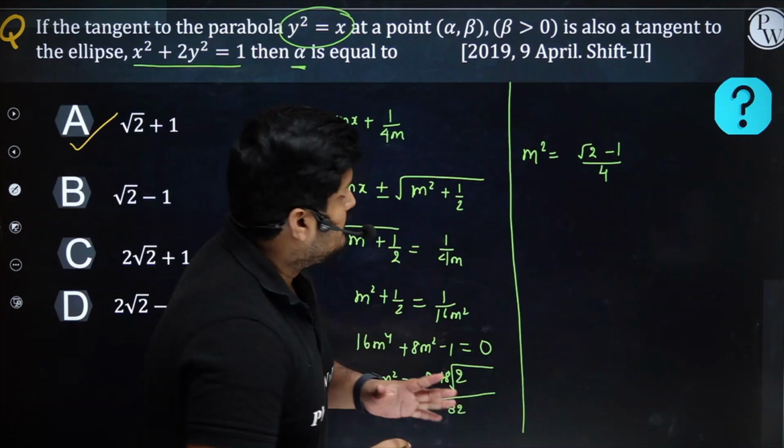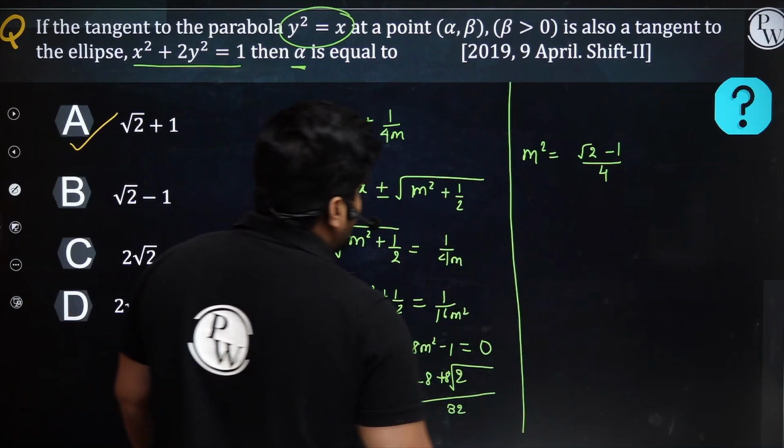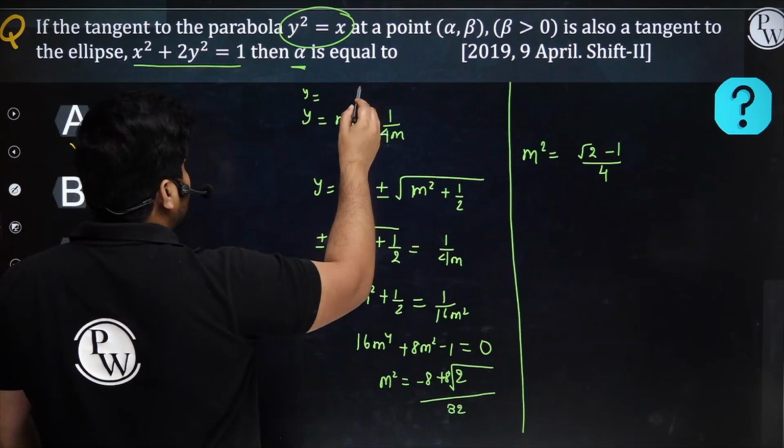Now, alpha is equal to... we have to find the point of contact. So what will be the point of contact? If you compare y is equal to tx, the point of contact is at², basically.